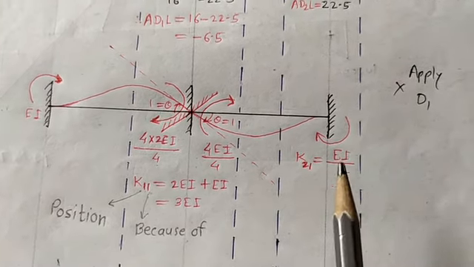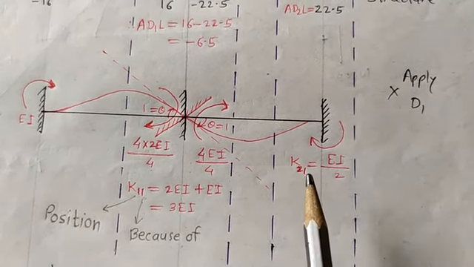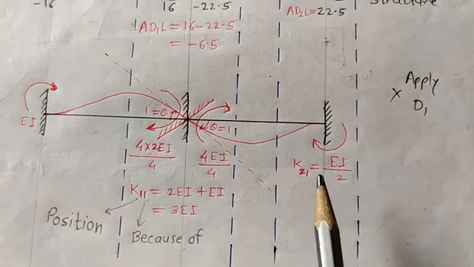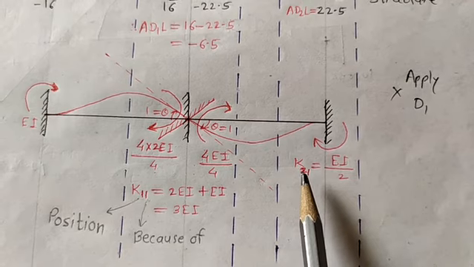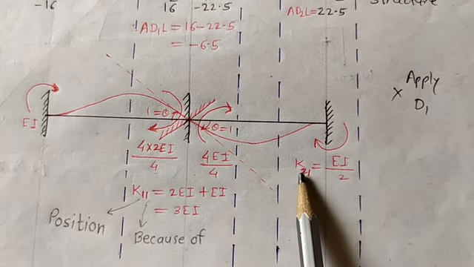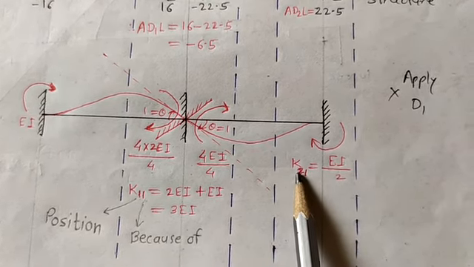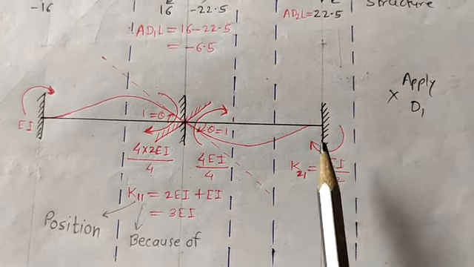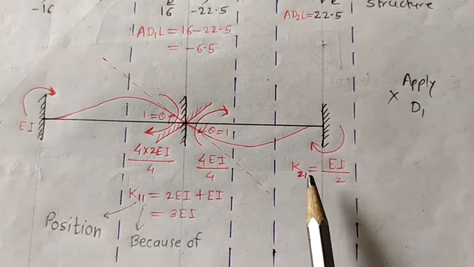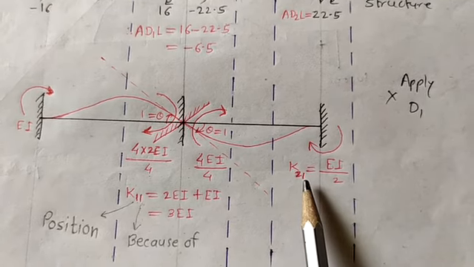Next, here I have written K21 because these two, that is, this is the first alphabet. The first alphabet stands for the position. This is the second position. That's why I wrote here 2. And this total diagram is drawn because of 1. That's why I have written here 1.